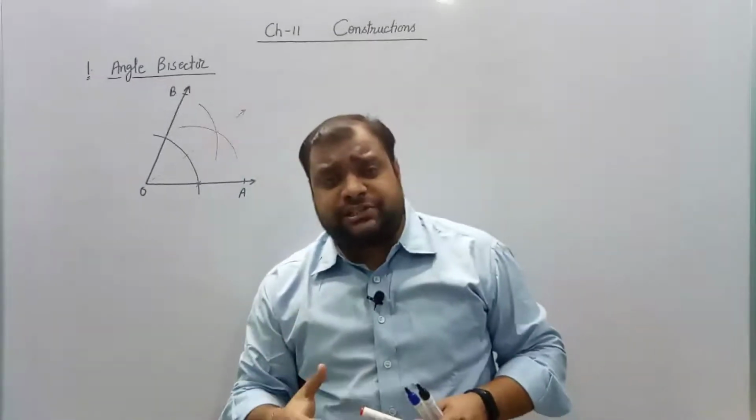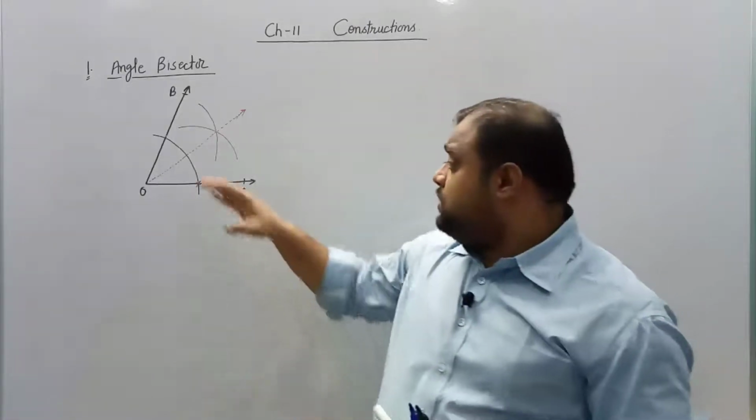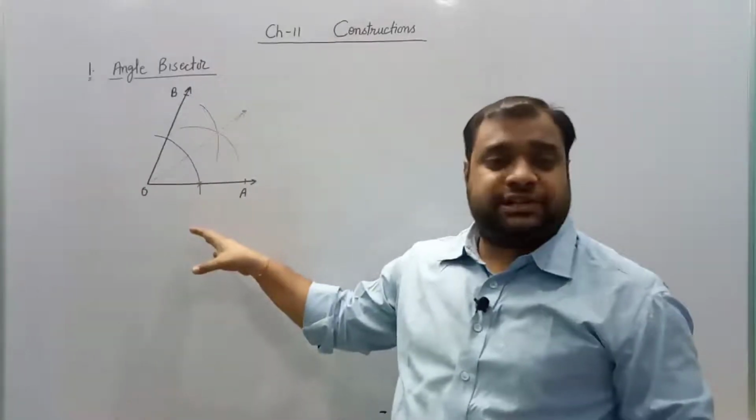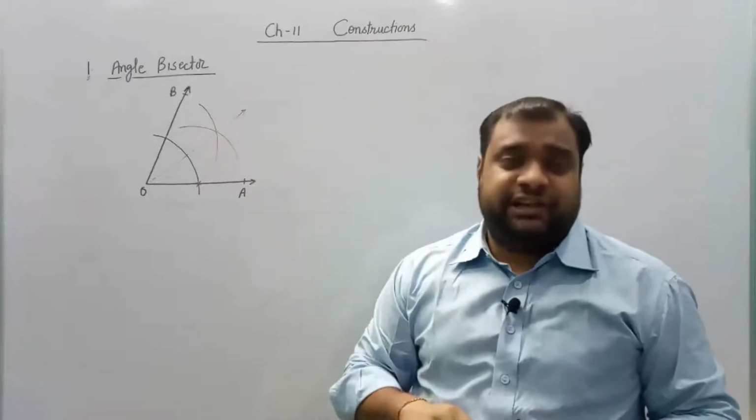Okay, so this is an angle bisector. So what is an angle bisector? It divides the angle into two equal parts. Suppose this angle is of 60 degrees. So if we construct an angle bisector of this angle, it makes two angles of 30 degrees each.